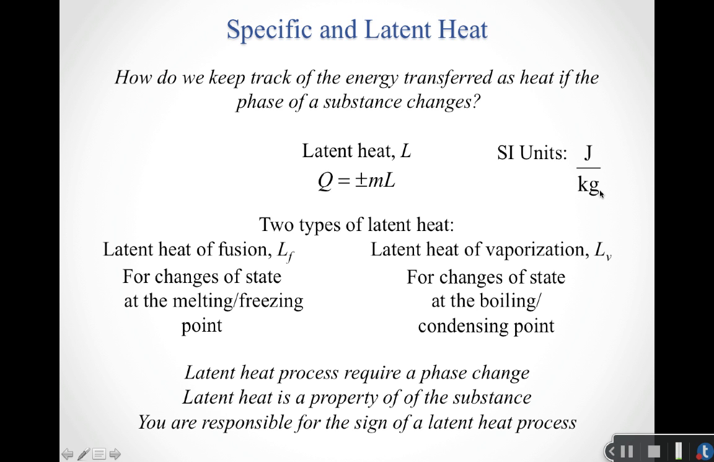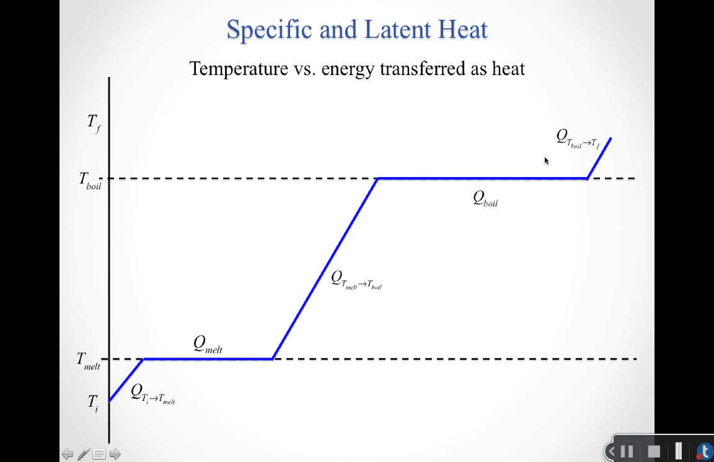The units of latent heat, well, again, I want to end up with an energy, and all I'm doing here is multiplying by a mass. So latent heat values have to have units of joules per kilogram. These values are often large enough that when we see them reported, we'll see them reported in kilojoules per kilogram. So just be aware of that.